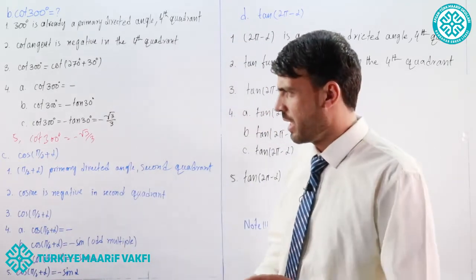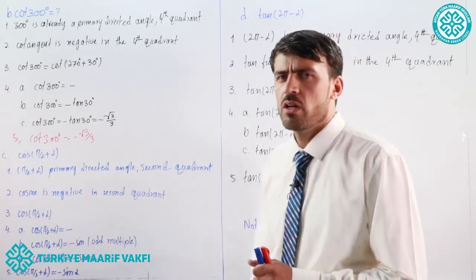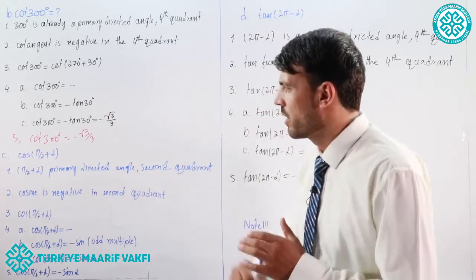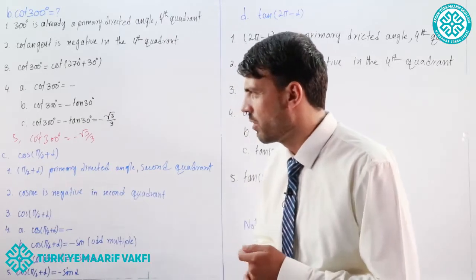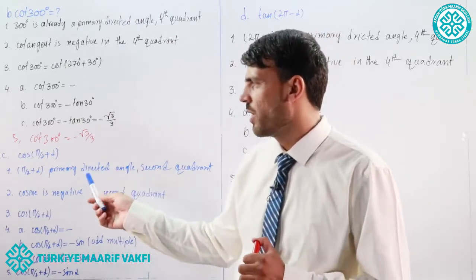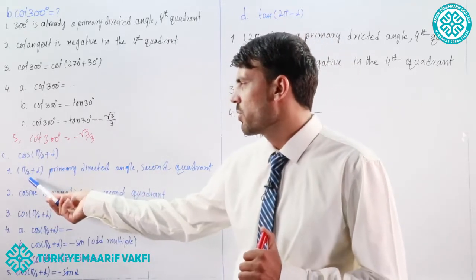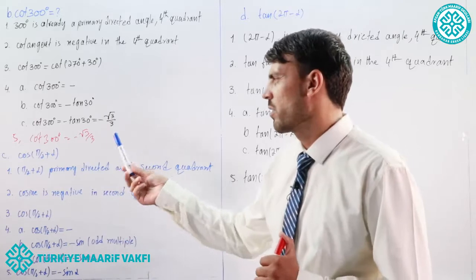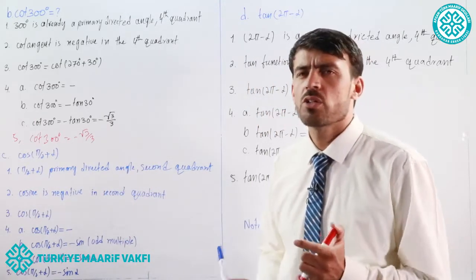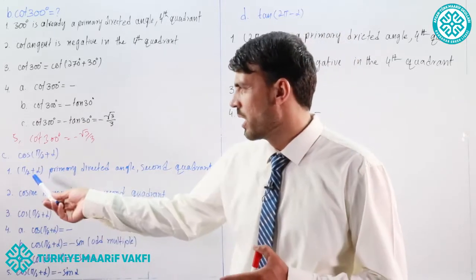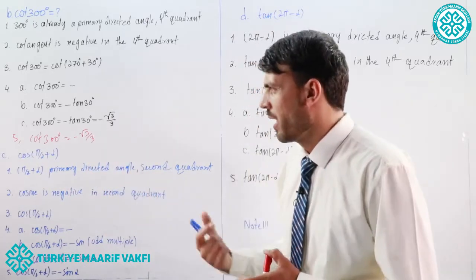Also in our next example, we have cosine pi over 2 plus alpha. Here we are going to apply the 5 steps to find the value of cosine of pi over 2 plus alpha. The first step is to find the primary directed angle. Pi over 2 plus alpha is already a primary directed angle, and it locates in the second quadrant. Why? Because we have added alpha to 90 degree.